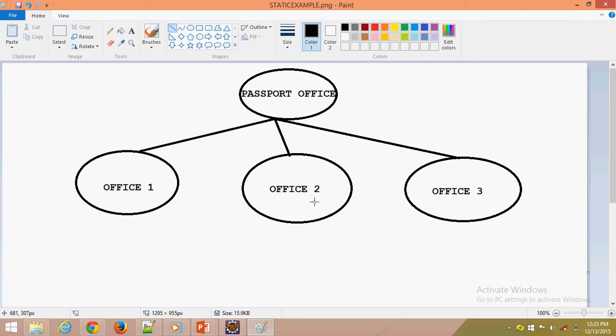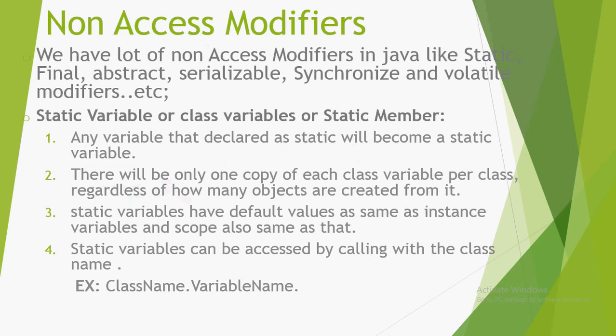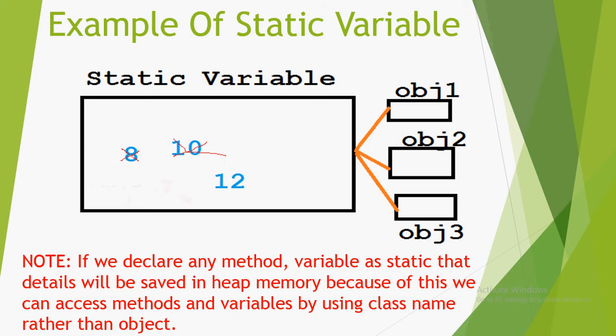And if he went to the Mumbai office and changed the data, that data will replace the old data in the Delhi database repository. Here the database of Delhi is a static one. If you change the data from any place, the data will change. This is the best example for the static non-access modifier.